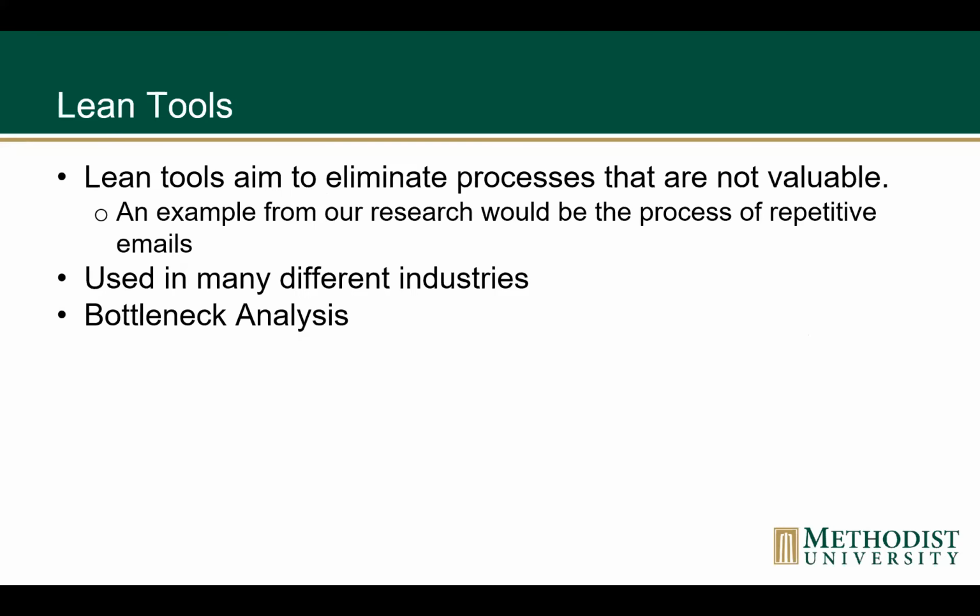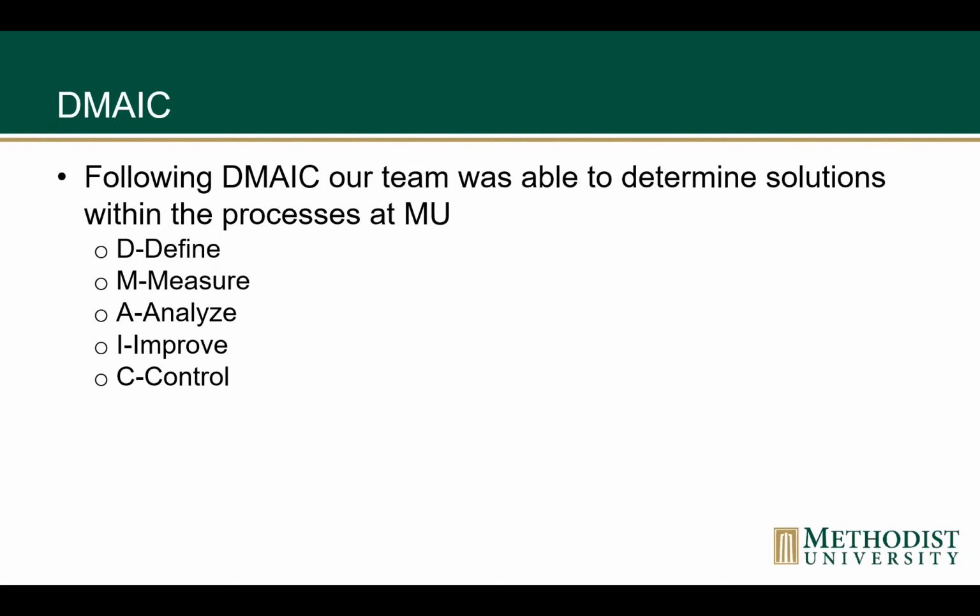And here's some of the tools that we used. Of course, we use lean tools to aim to eliminate the processes that are not valuable, for example, the repetitive emails sent by the offices. This is also used in many different industries. We also use bottleneck analysis to help us figure out in each department where the bottlenecks are. We also use DMAIC, an acronym that stands for defining, measuring, analyzing, improving, and controlling problems.